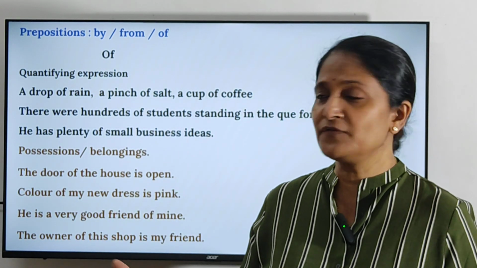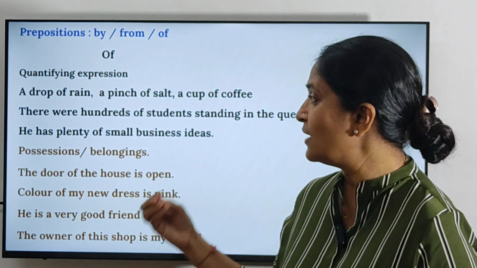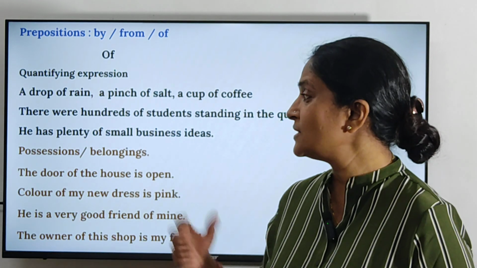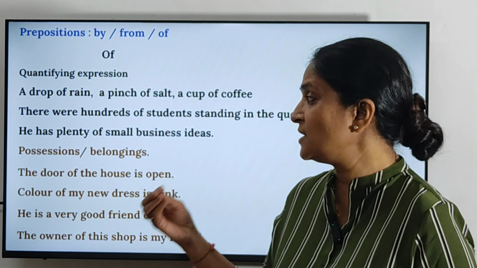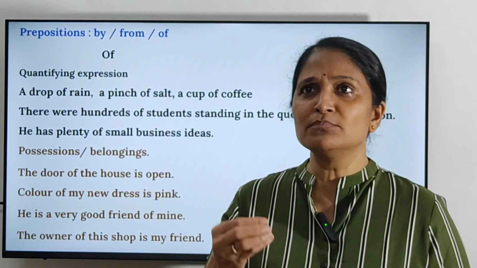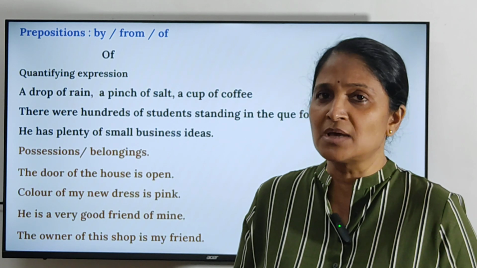He has plenty of small business ideas. He has plenty of ideas. So here it is about quantity, right? कितना है? उसके बारे में बात की. Now the second use is it shows possession and belongings. What do you mean by possession? So it shows that something belongs to or is connected to some other thing or someone.